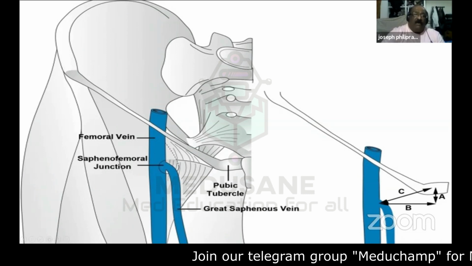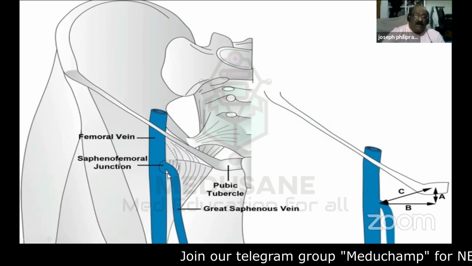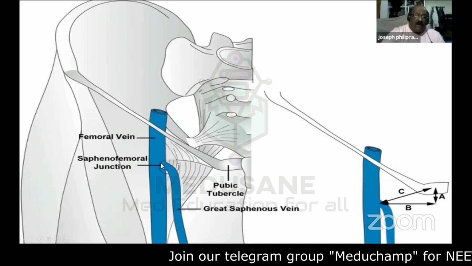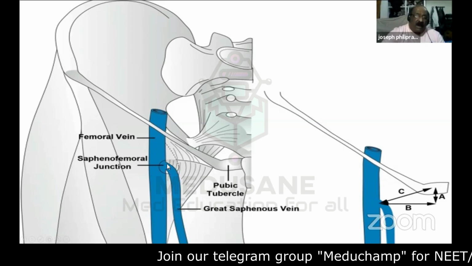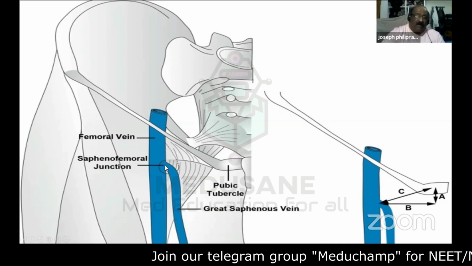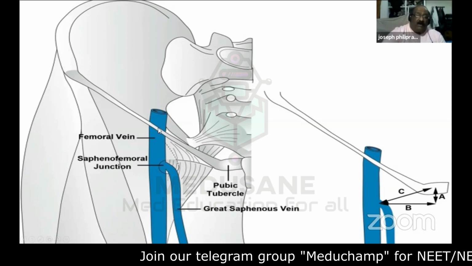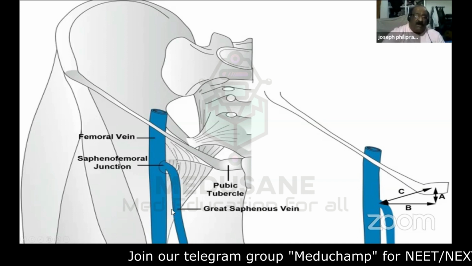Now, the important thing to make out is that there are two valves here which prevent reflux from the deep system to the superficial. One is here proximally, and the other one at the saphenofemoral junction. Now, this is one of the major causes of gross reflux, because of the long-standing direct pressure in the venous column.